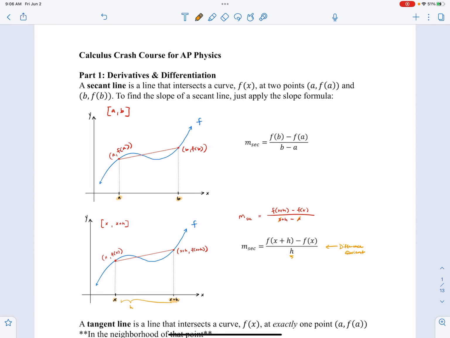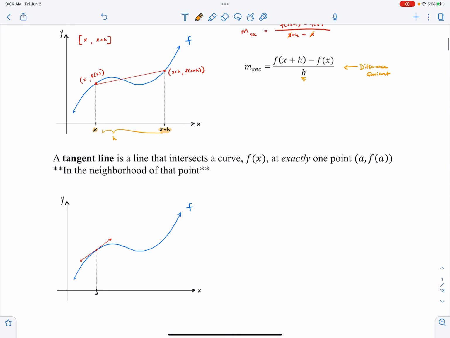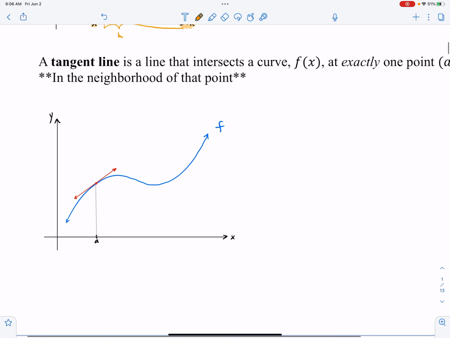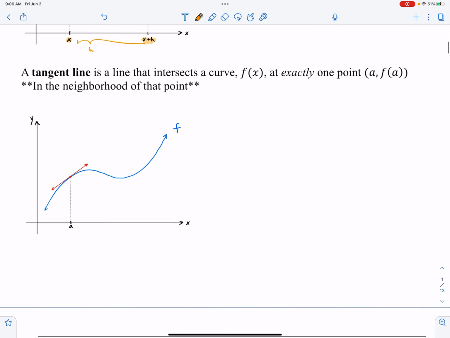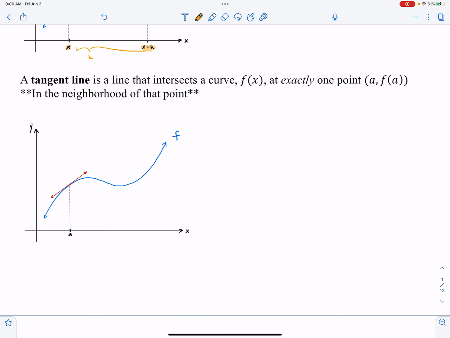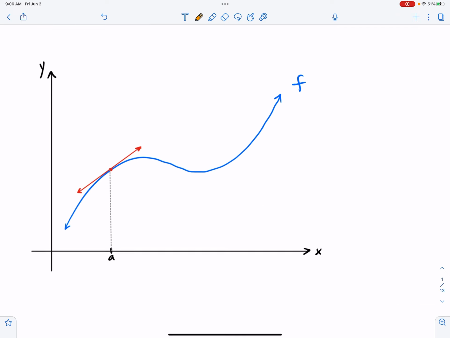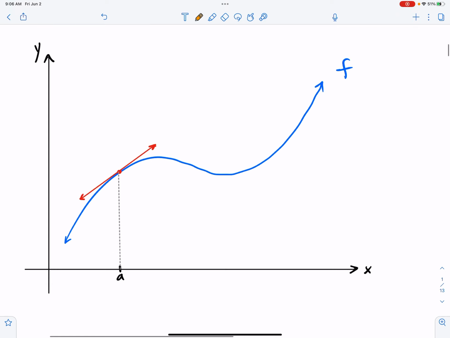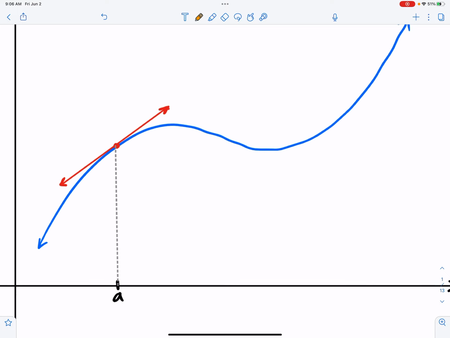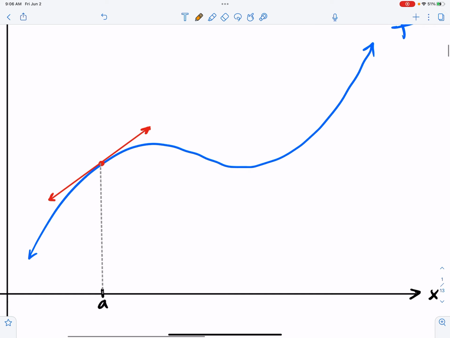Okay. So this leads us to a tangent line. Now, a tangent line is a line that intersects a curve at exactly one point in the neighborhood of that point. So I have our function f, the same function as before drawn. And this would be the tangent line to the curve f at x equals a. So this would be the point a comma f of a.